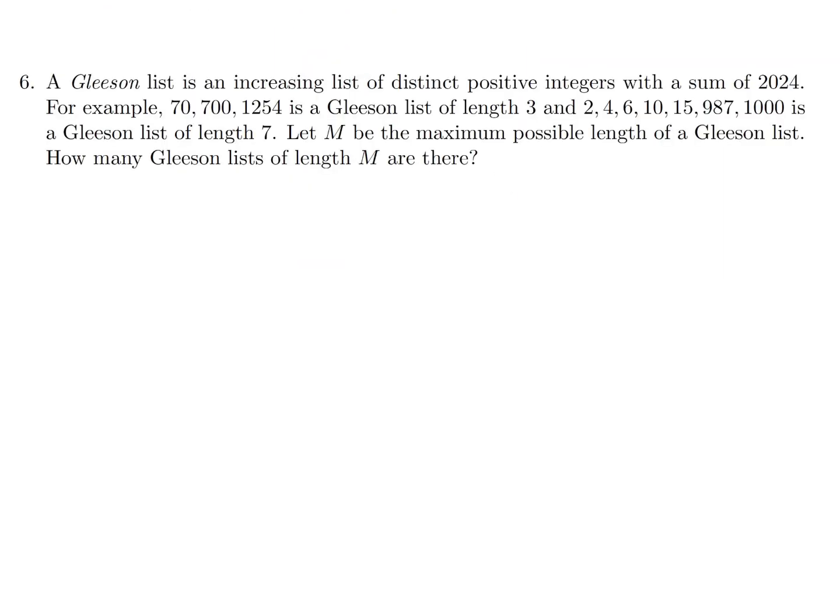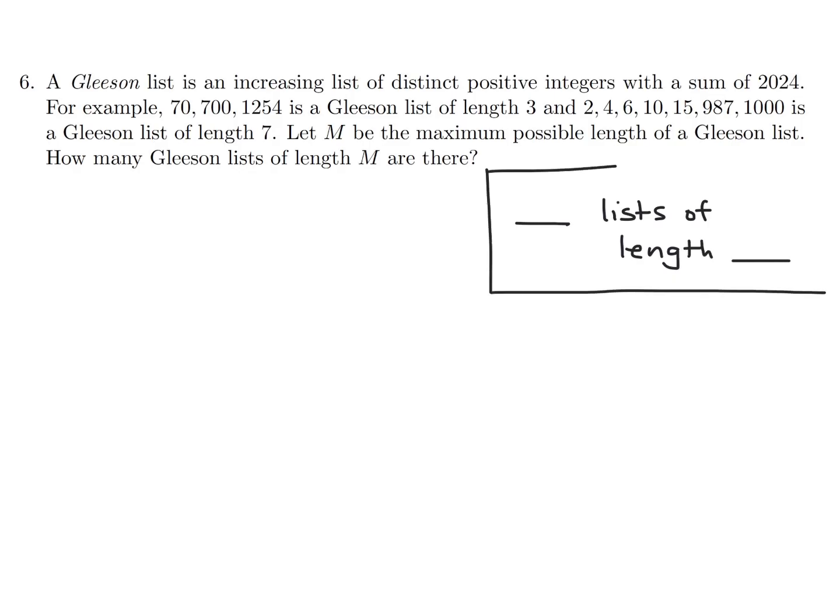A Gleeson list is an increasing list of distinct positive integers with the sum of 2024. For example, 70, 700, and 1254 is a Gleeson list of length 3, and 2, 4, 6, 8, 10, 15, 998, 1000 is a Gleeson list of length 7. Let M be the maximum possible length of a Gleeson list. How many Gleeson lists of length M are there? All right. So I guess the answer would be a certain number of lists of length something. So whatever the number is, we will have to figure that out.